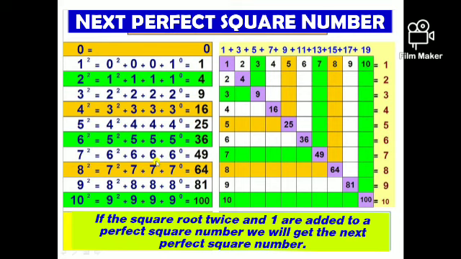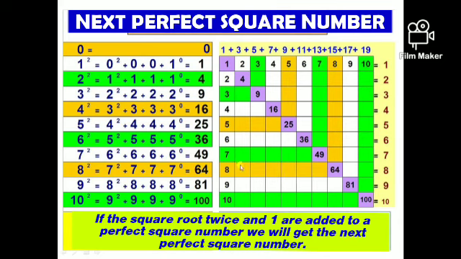2 times the root, the square root, and 1. Then we will get the next perfect square. So it is seen from here.